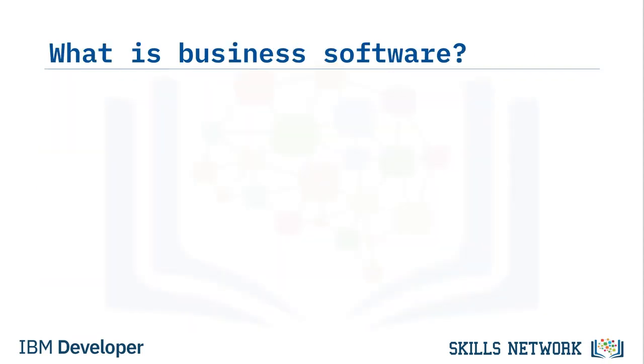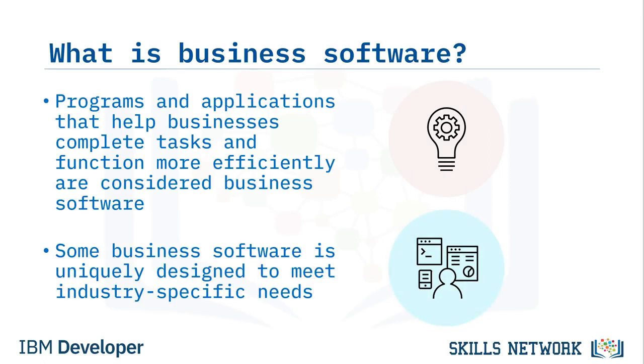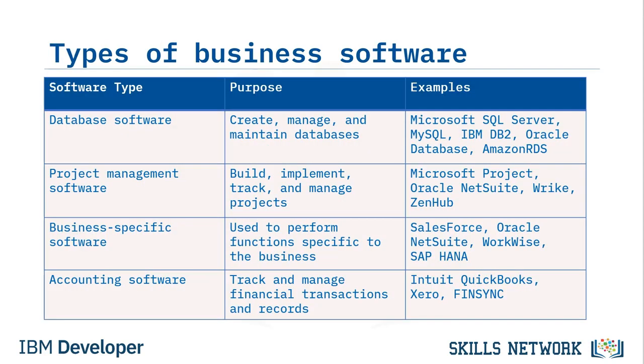What is business software? Programs and applications that help businesses complete tasks and function more efficiently are considered business software. Some business software is uniquely designed to meet industry-specific needs. Some of the common types of business software are as follows. Database software can help businesses create, manage, and maintain databases. Some examples of database software are Microsoft SQL Server, MySQL, IBM DB2, Oracle Database, and Amazon RDS.